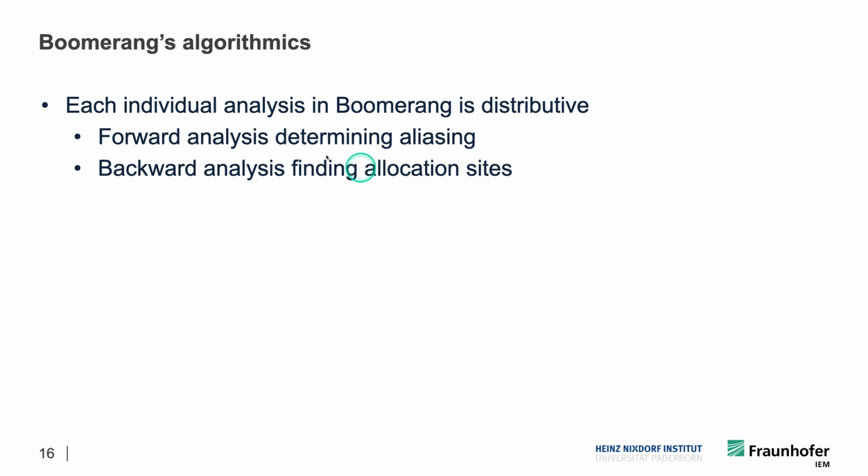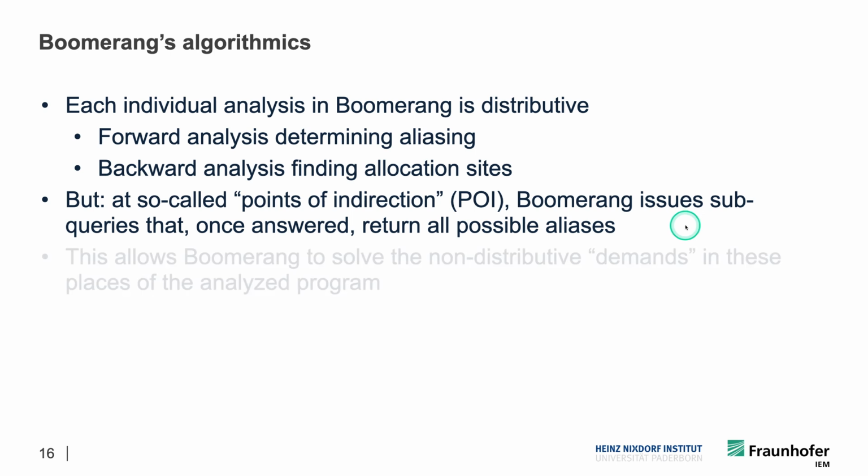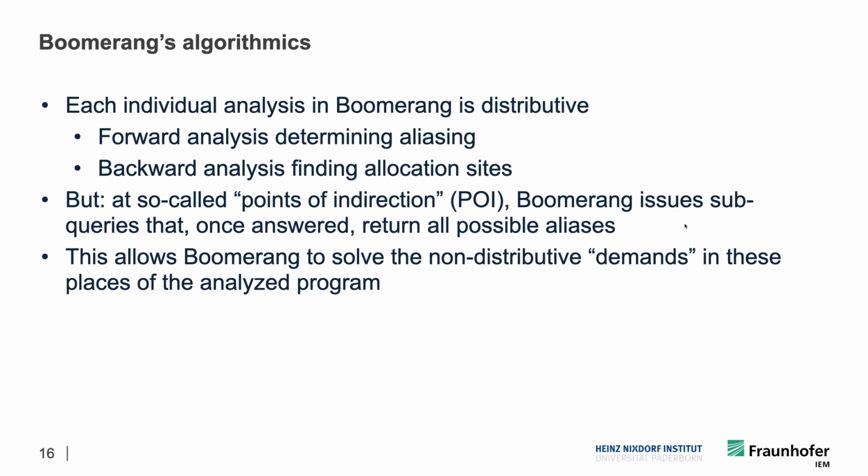So we have these forward and backward passes, and they're each doing their own thing, and each single pass is actually distributive, except for these points where we need to actually issue these subqueries. And these are so-called points of indirection. Points of indirection, that's what we call them in the paper. And at these points, where you have these indirect accesses, Boomerang then issues these subqueries, and then once answered, they return all possible aliases, and these are then incorporated. And this actually allows Boomerang to solve the non-distributive problem, the non-distributive demands in these places of the analyzed program.